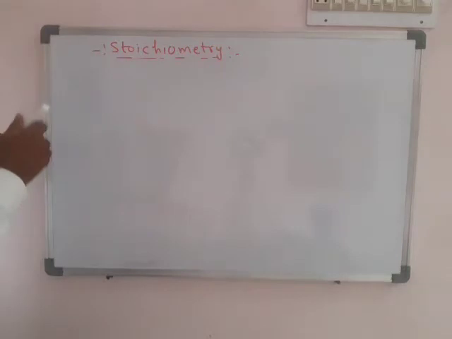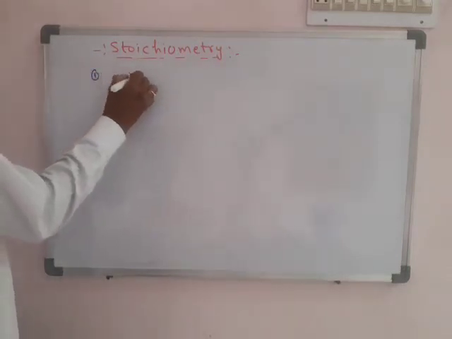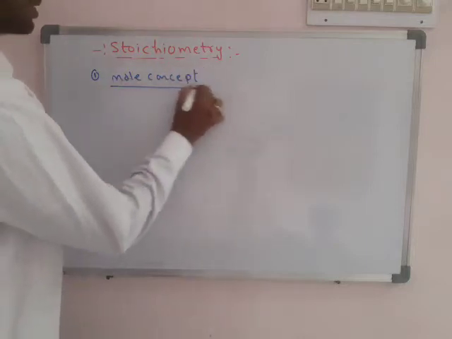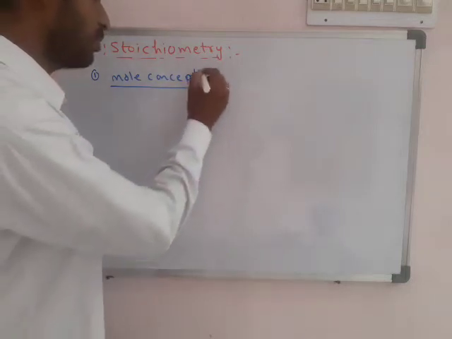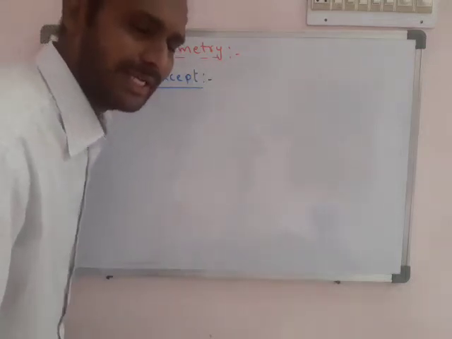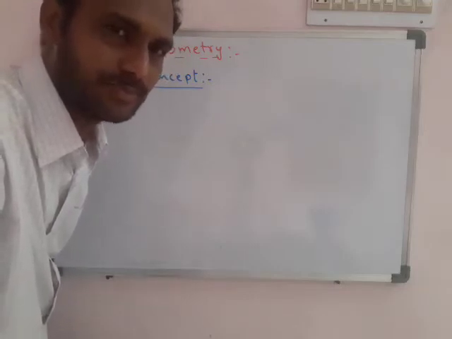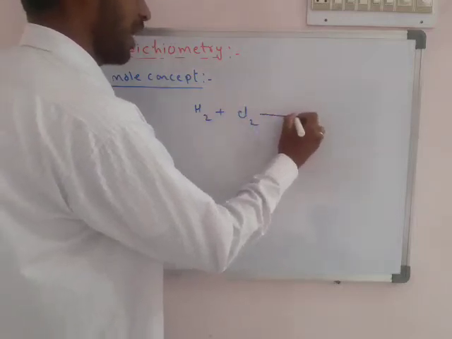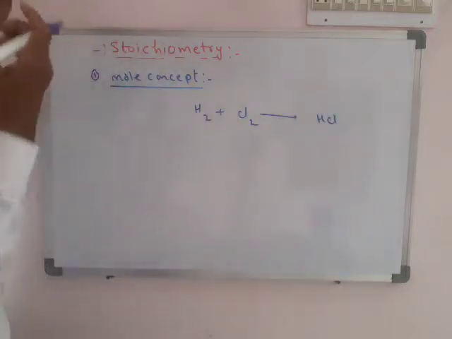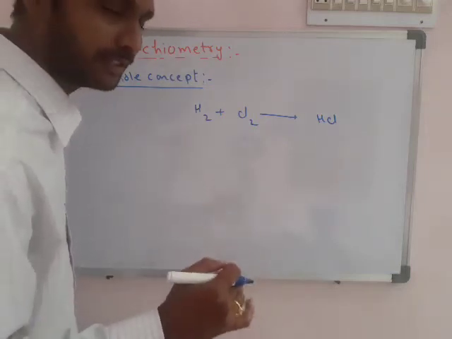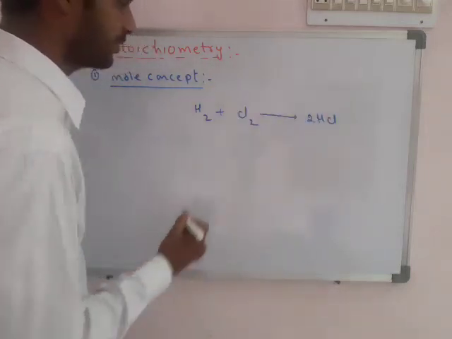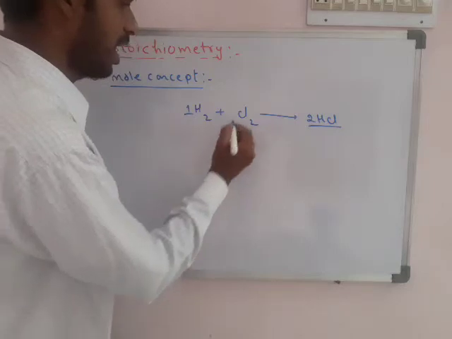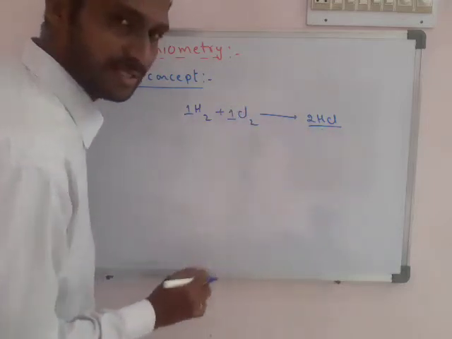So what is the first concept? There is a mole concept. To solve problems, we use the mole concept. For simple problems it is better to follow the mole concept. For example, take a simple reaction, H2 and Cl2 forming HCl. For every chemical reaction, we need to proceed with the problem after balancing it. Here 1 mole of hydrogen forms 2 moles of HCl. Again 1 mole of chlorine forms 2 moles of HCl.